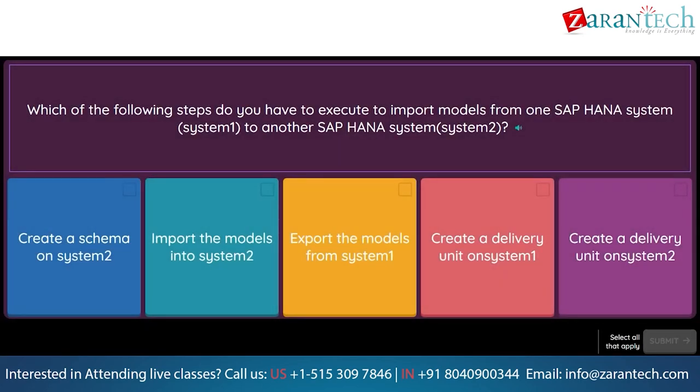Question: Which of the following steps do you have to execute to import models from one SAP HANA system, System 1, to another SAP HANA system, System 2? Option 1: Create a schema on System 2. Option 2: Import the models into System 2. Option 3: Export the models from System 1. Option 4: Create a delivery unit on System 1. Option 5: Create a delivery unit on System 2.